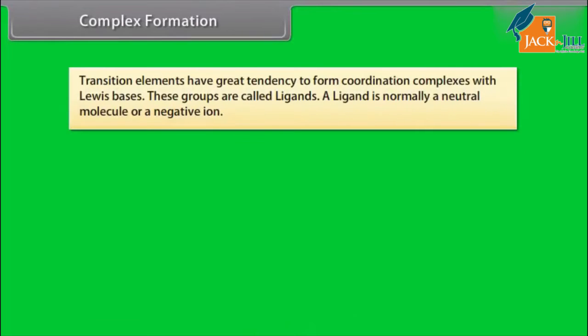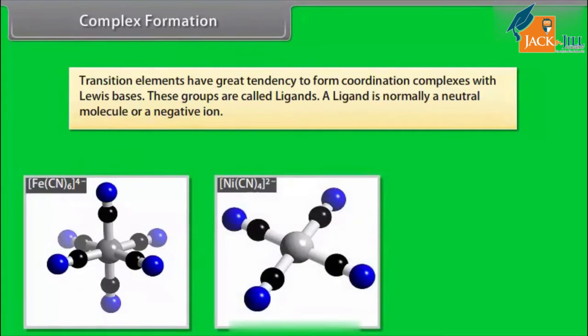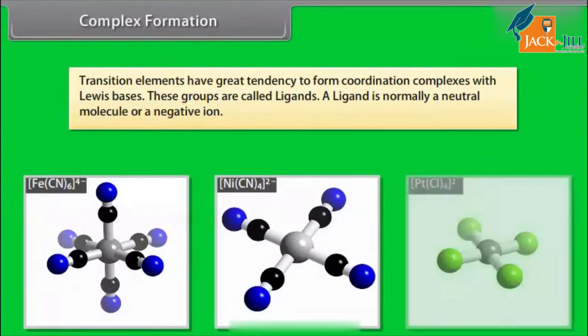formula. Complex formation. Transition elements have great tendency to form coordination complexes with Lewis bases. These groups are called ligands. A ligand is normally a neutral molecule or a negative ion. For example, [Fe(CN)6]-, [Ni(CN)4]-, and [PtCl4]-.